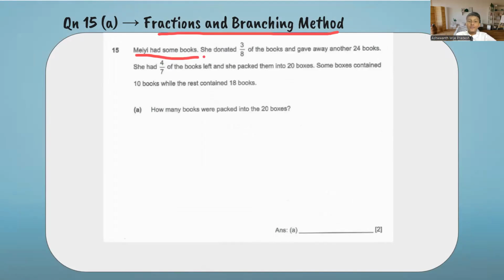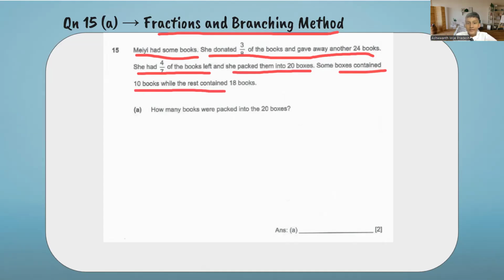Maggie had some books. She donated 3/8 of the books and gave away another 24 books. She had 7 of the books left, and she packed them into 20 boxes. Some boxes contain 10 books, while the rest contain 18 books. So part A, how many books were packed into 20 boxes?